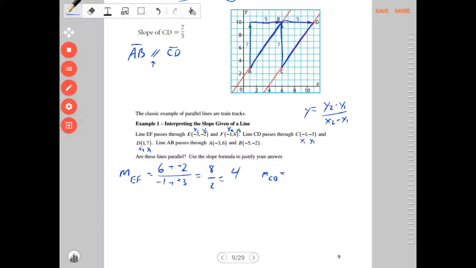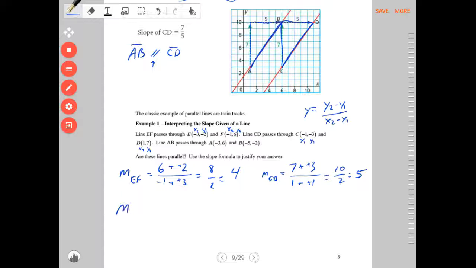So y2 we're saying is 7, so 7 minus -3, and then x2 is 1 minus -1. The double negative becomes a positive, so that's 10. Again, the double negative becomes a positive. Oh, look, so the slope of CD is 5. Oh, well, that's no fun. So those are not parallel. They're not the same slope.